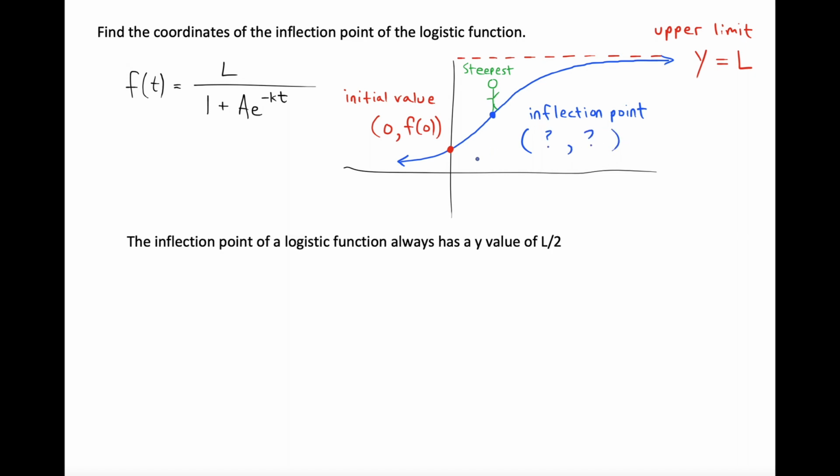So one fact we can use to help us solve this is the inflection point of a logistic function always has a y value of L over 2. It occurs halfway to the maximum value of L. So the y coordinates of that inflection point are going to be L over 2.